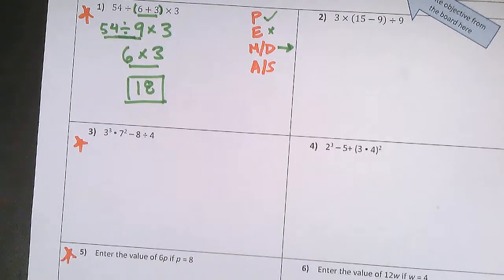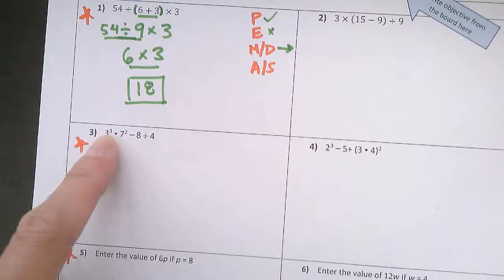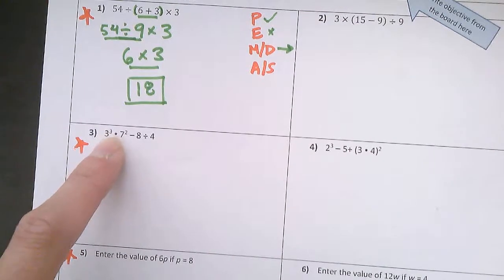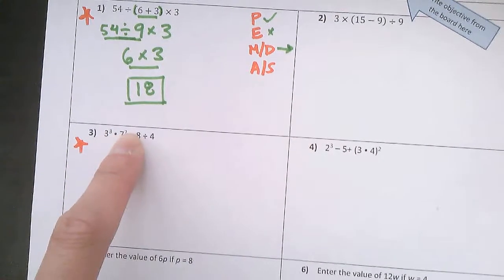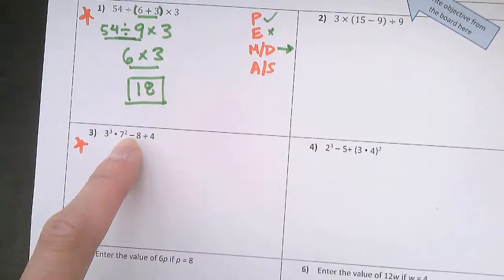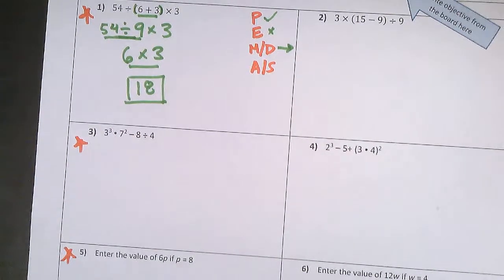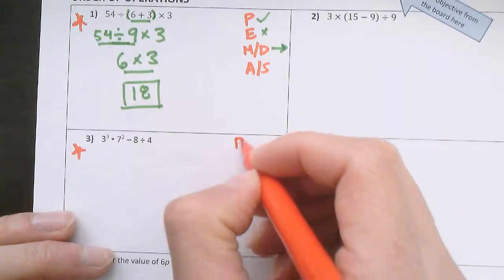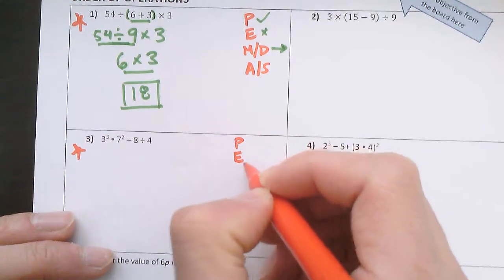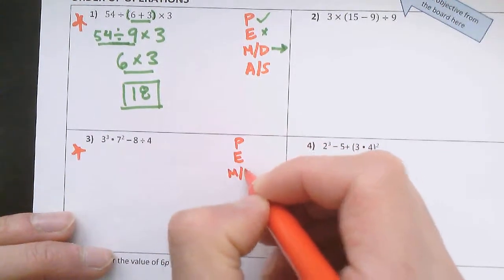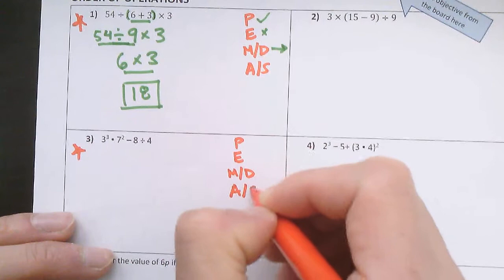Okay, next one. Here we have 3 to the third power times 7 to the second power, or 7 squared, minus 8 divided by 4. So again, first we do any parentheses, and any exponents, and any multiplication or division, then any addition or subtraction.